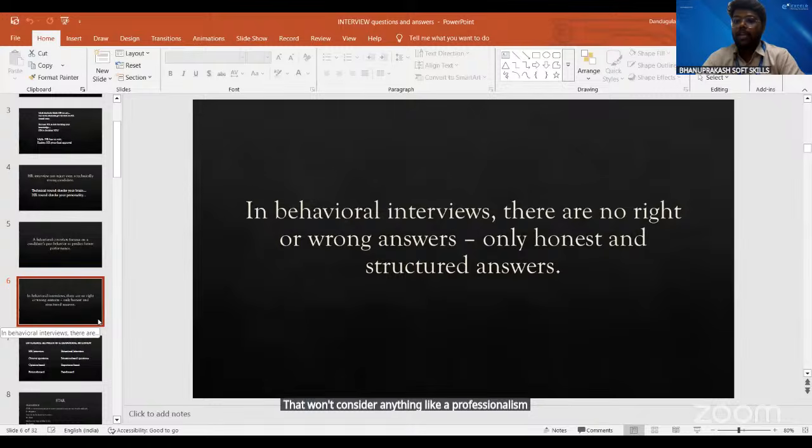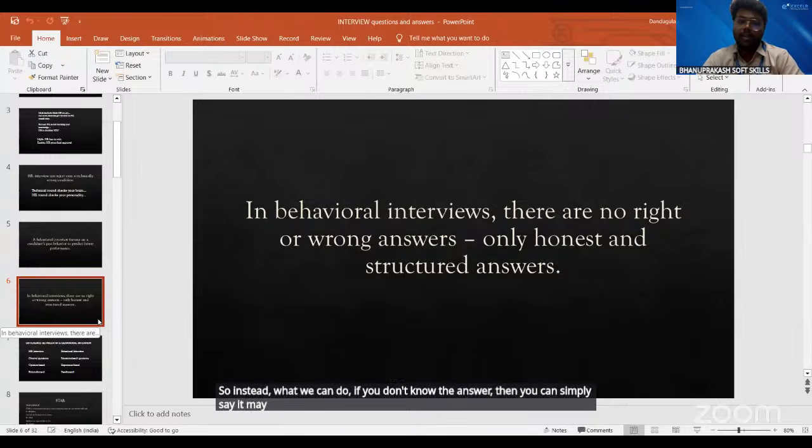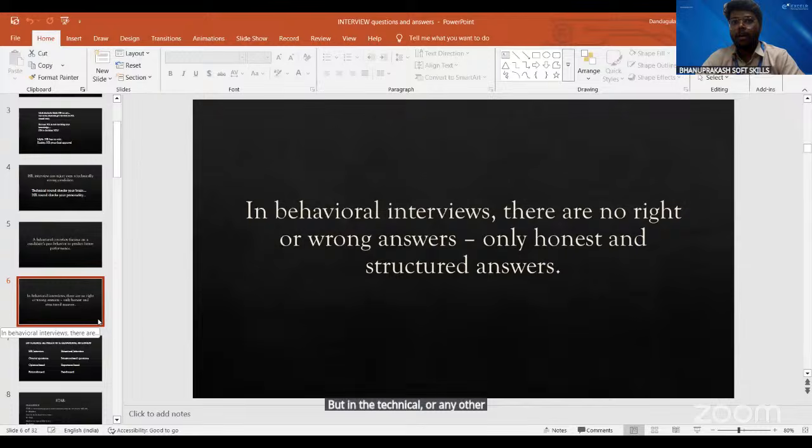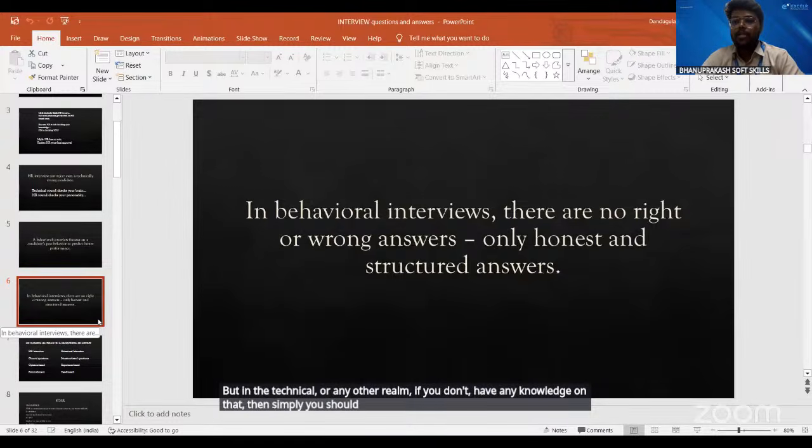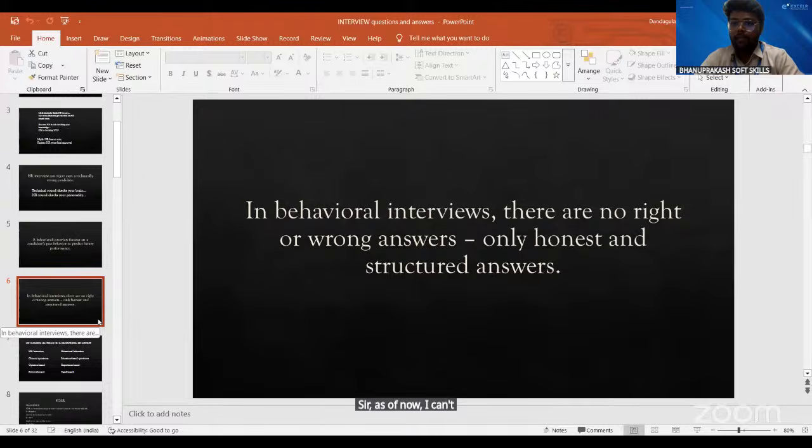So the professional will handle everything professionally. Like staying silent is very unprofessional. So instead, what we can do, if you don't know the answer, then you can simply say it. It may not be HR round. In HR round, you don't have any such chance of saying I don't know. But in the technical or any other round, if you don't have any knowledge on that, then simply you should say, as of now, I can't able to recall that.